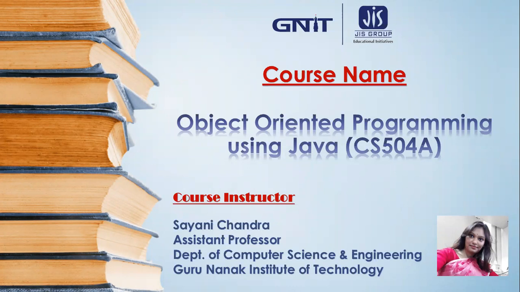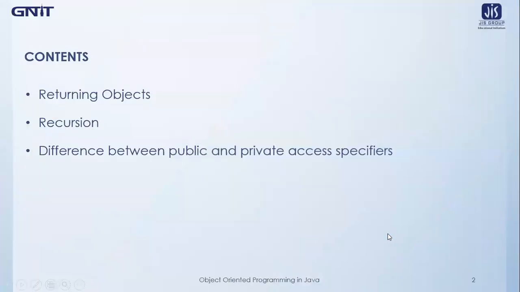Let's look at today's lecture contents. Today we will learn about how objects can be returned from a method in Java. Then the next topic that we will learn today is recursion. We have already known the fact of recursion in previous programming languages like C or C++. Today we will see how the same concept can be applied on Java programming. Next we will learn what are the differences between public and private access specifiers.